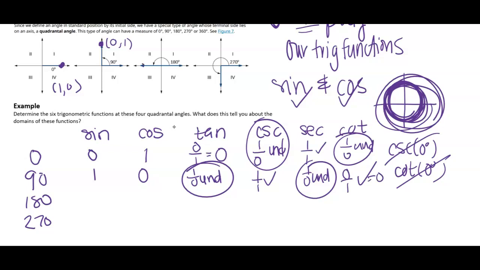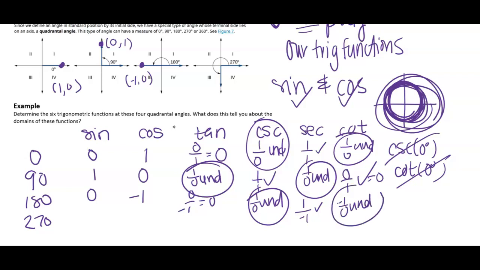Let's continue this here. At 180, the point is -1, 0. So sine is 0, cosine's -1. Tangent, sine over cosine. Good to go. Cosecant, not good. Secant, good to go. Cotangent, not good.